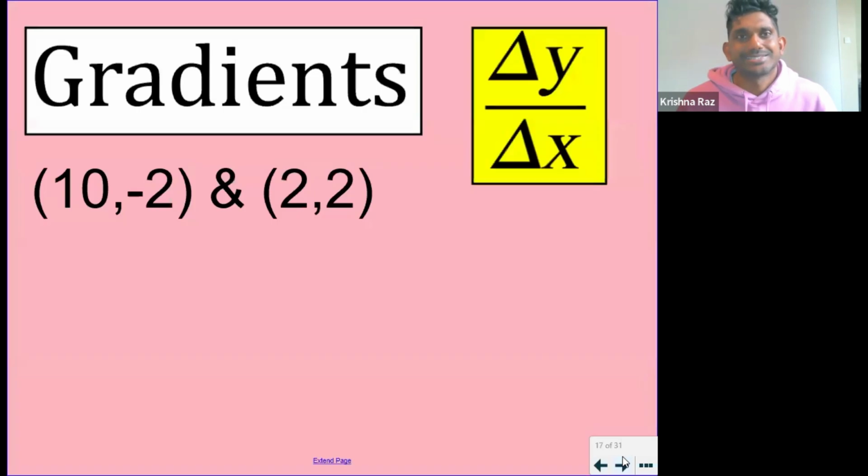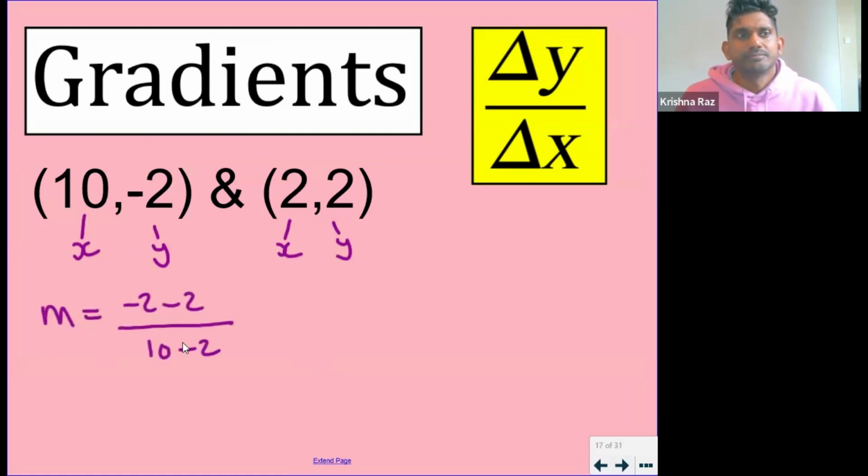Number 8, gradients. We all know what the mistake is here. People put x and y the wrong way around. Basic tip, label it first. X, Y, then remember, rise over run. So we've got minus 2, and 10 minus 2, which gives us negative 4 over 8, which is minus a half. So remember, y over x.